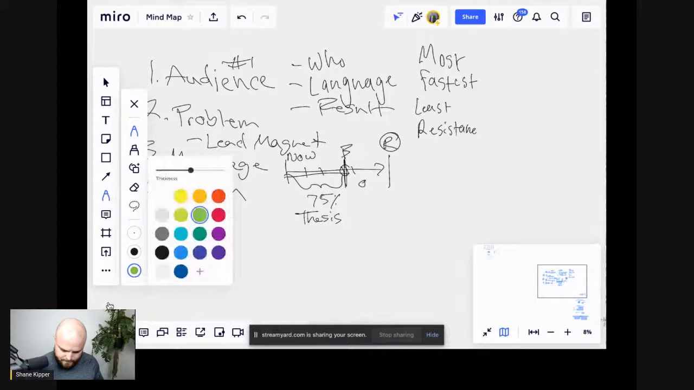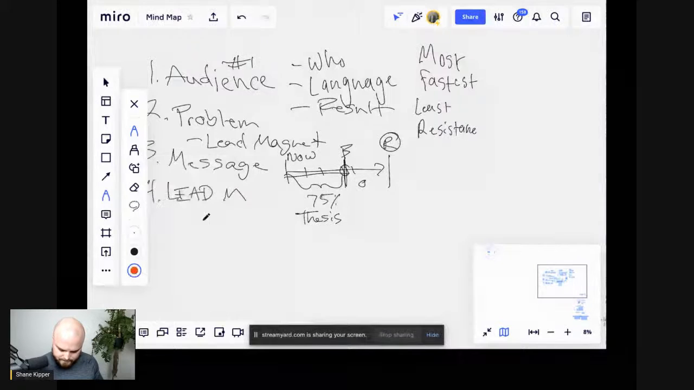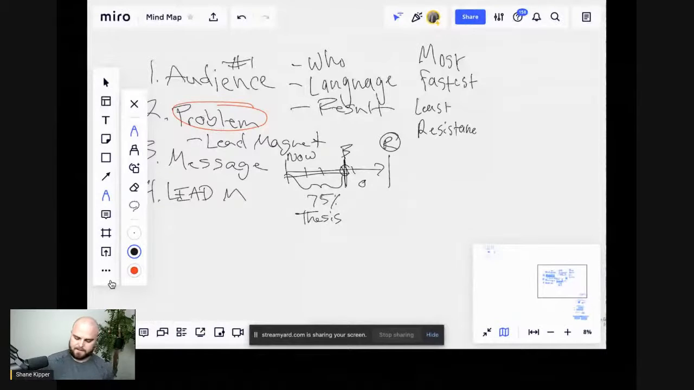So the problem. Okay. So the lead magnet is solving that problem through a series of steps. Then we've got our system.